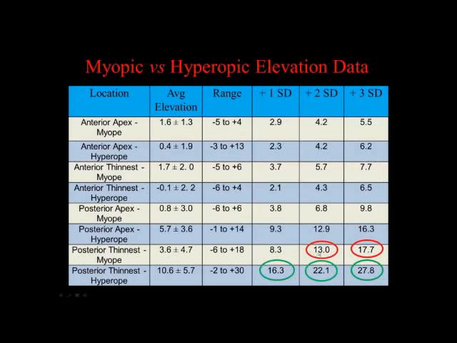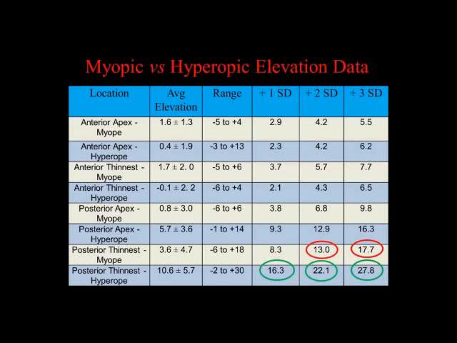And this is our published data. But if you look at the posterior elevations at the thinnest point for myopes, for 2 and 3 standard deviations, it is 13 microns and, well, rather 18 microns. So that represents 2 and 3 standard deviations from the norm. In hyperopes, those numbers are 22 and 28. Significant difference.